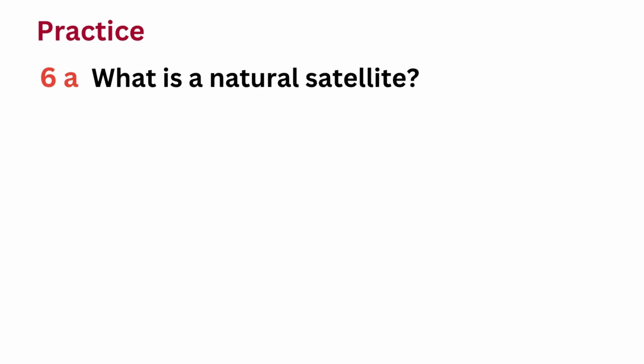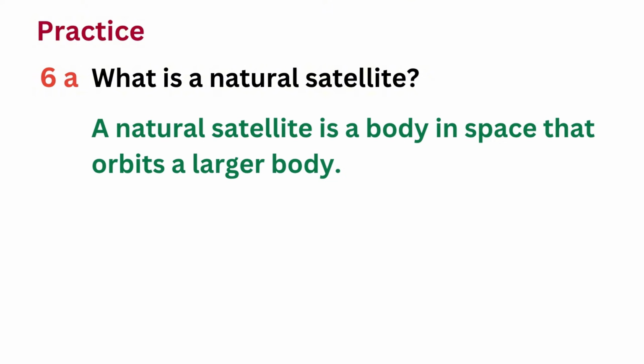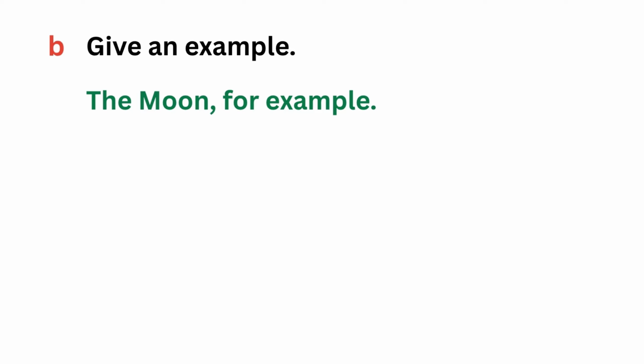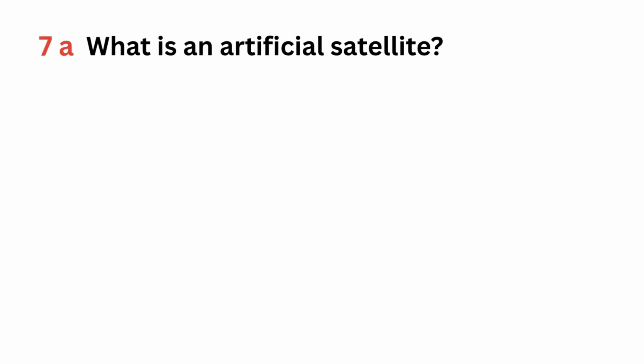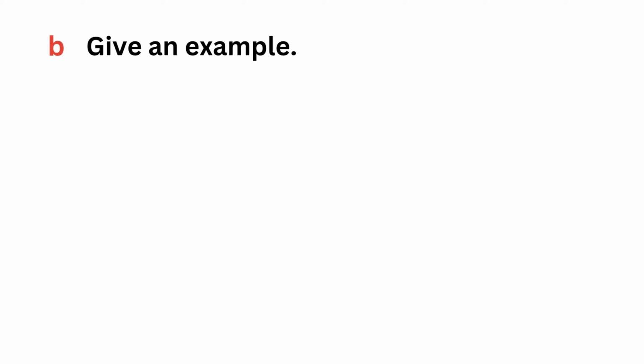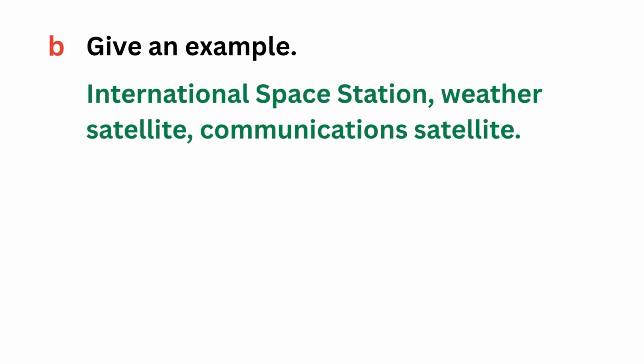Practice. Question number 6a. What is a natural satellite? A natural satellite is a body in space that orbits a larger body. Question B. Give an example. For example, the moon. Question 7a. What is an artificial satellite? An artificial satellite is also a body in space that orbits a larger body, but it is made by people. Question B. Give an example. For example, the International Space Station, a weather satellite, and a communication satellite.